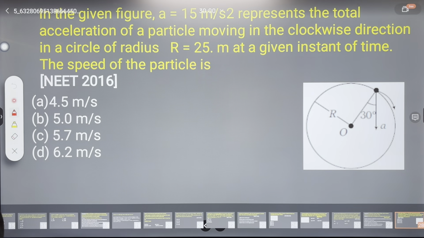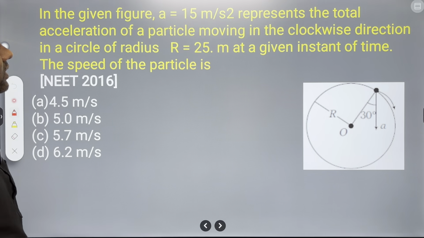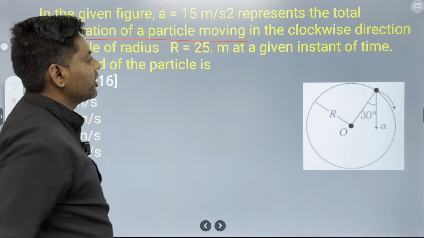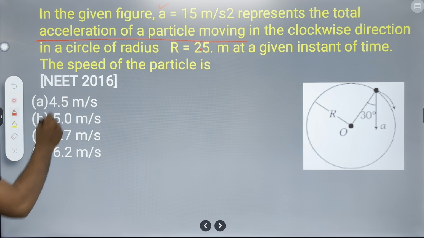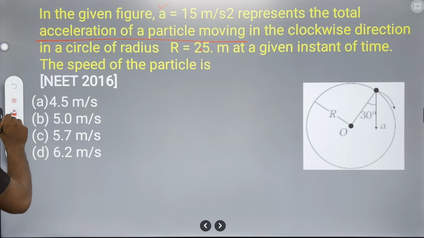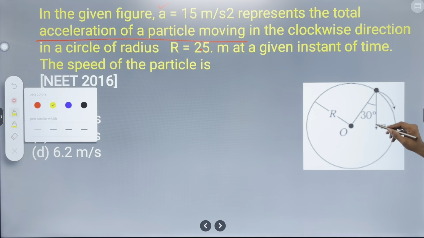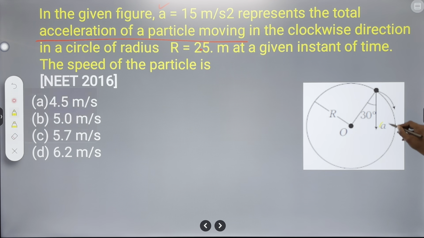What we have to calculate in this given figure, a is given 15 meter per second square, मतलब acceleration दिया है उन्होंने, represent the total acceleration of the particle moving in the clockwise direction if the circular radius r is 2.5 meter, at the given instant of time, the speed of the particle is. The question बहुत ही easy है, चलो अभी यहाँ पे आते हैं हम. So this is the radius r, angle making 30, acceleration.